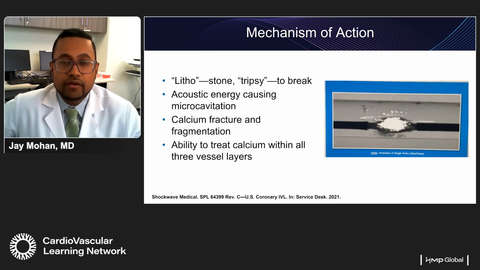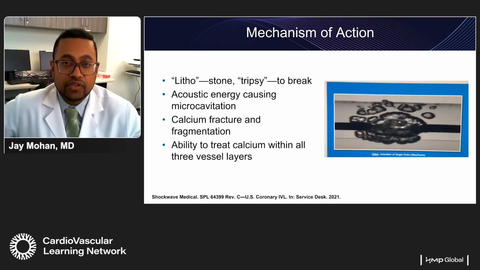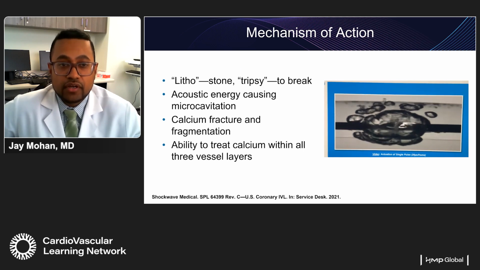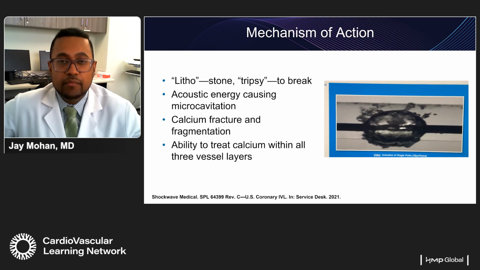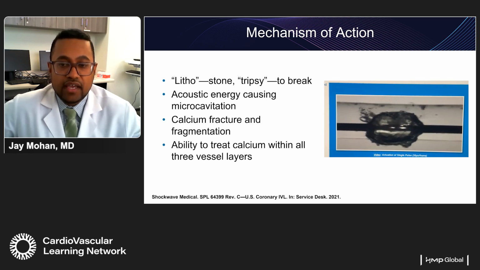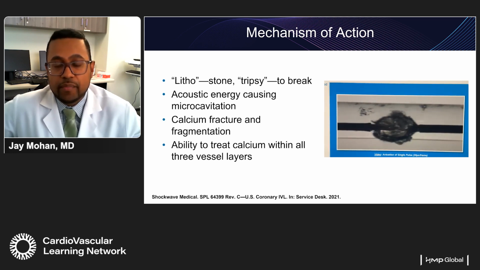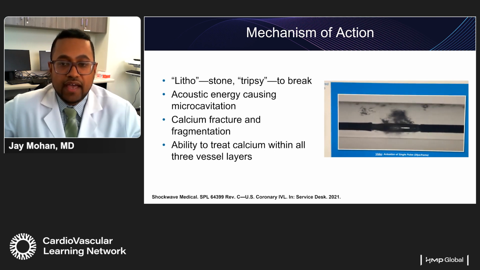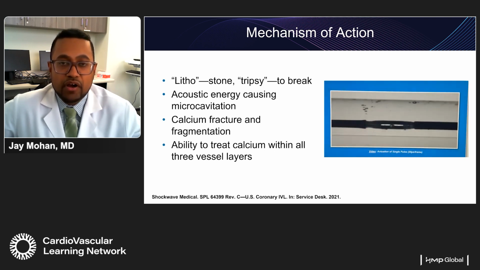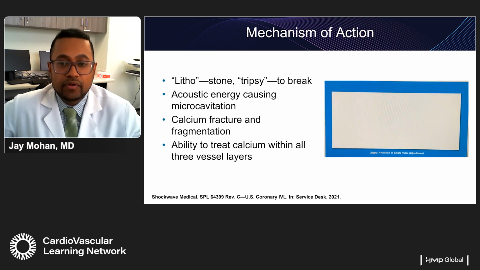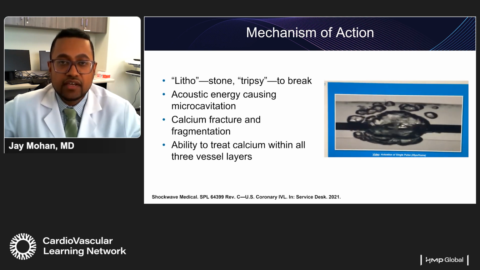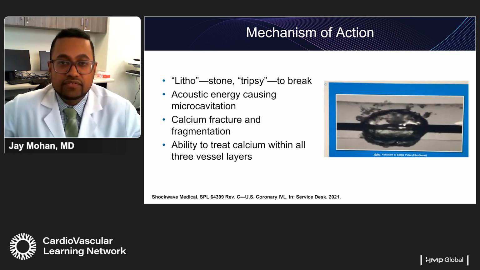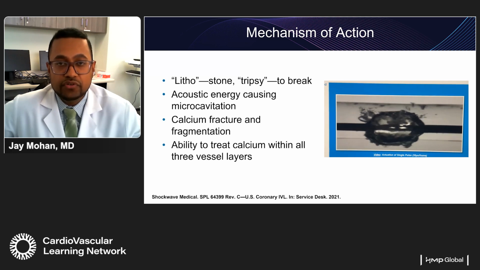That's where intravascular lithotripsy has really been, what I like to say, a game changer. Intravascular lithotripsy uses a balloon catheter that has a shockwave emitter, basically a spark plug, that creates a spark that creates a vapor bubble that rapidly expands and contracts to create microcavitations, or basically sound waves, to break both deep and superficial calcium.